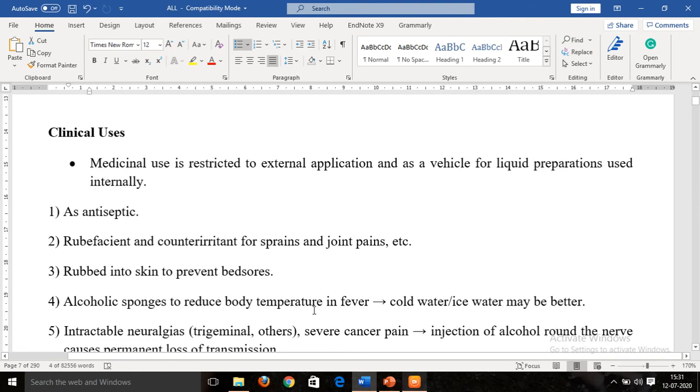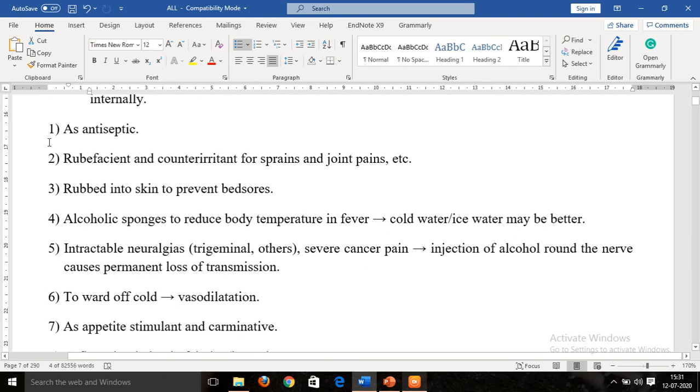The next point is the uses of alcohol. Now, as such, the use of alcohol is restricted to external application. Seldom it is consumed internally, except for it being present as a solvent in some internal preparations. So it is hardly prescribed for internal use, but it is mostly restricted to external application.